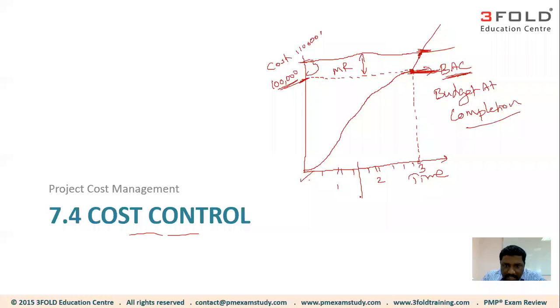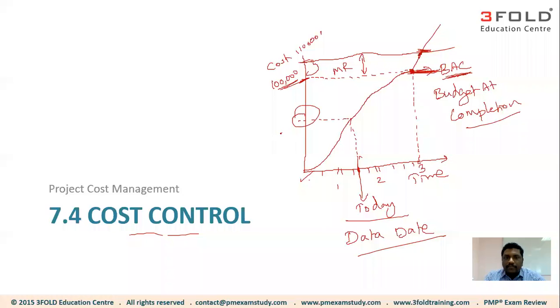Let's assume this is today, maybe the 45th day or something. This day will be called the data date, which typically means the date on which you collect the data. Now, is it possible for us to know how much we had budgeted to spend as of today? Obviously we will know. So basically you connect the lines here, then you would know this is the amount of money you had budgeted to spend as of today, and this amount is called planned value, PV.